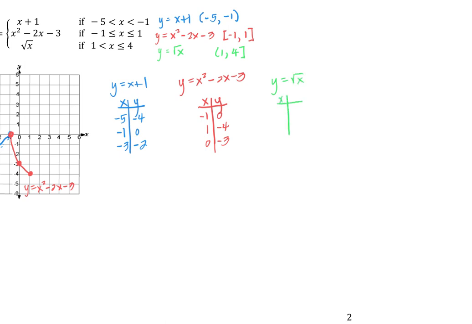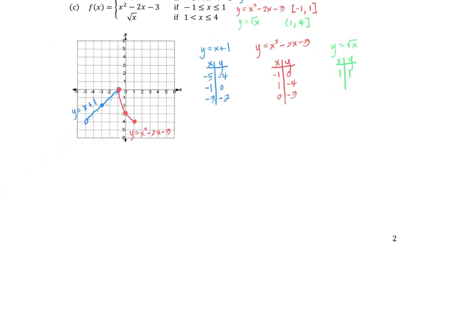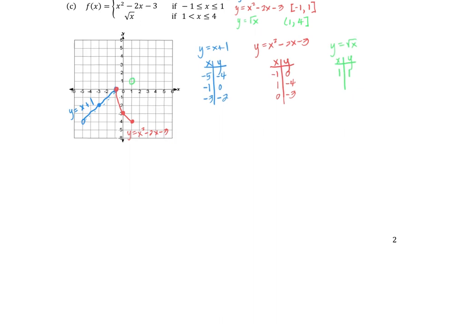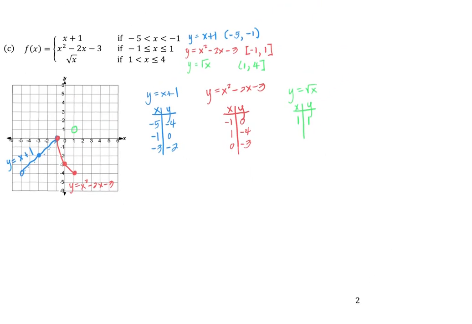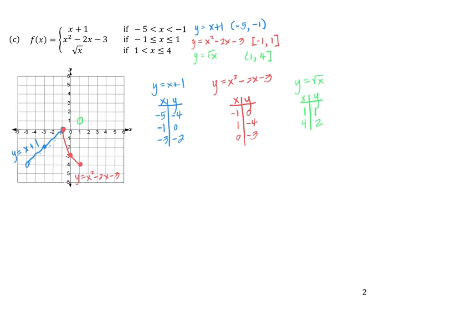We are starting with an x value of 1, although it is a parenthesis, so that's going to be an open circle. If I put in 1 for x, the square root of 1 is just 1. And then at the point (1, 1), I'm going to draw my open circle. Notice that this ends at 4. I'm going to put that ending value of 4 in. The square root of 4 is 2. This will be (4, 2), and it's going to be solid.